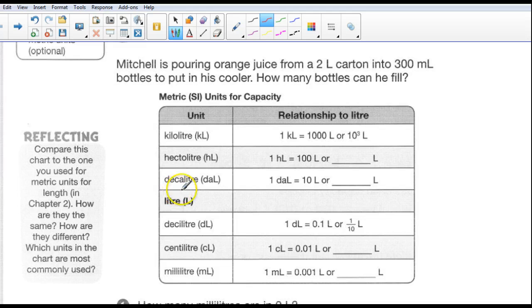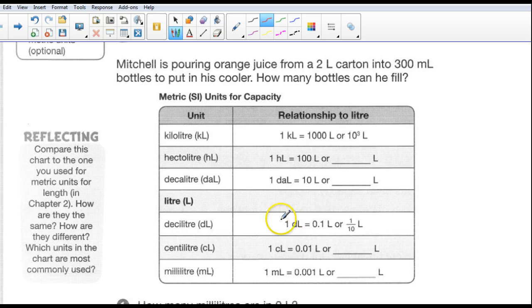And then, just like the metric system, if we take 1 liter, multiply it by 10, we get a decaliter. So 1 decaliter is 10 liters. Hectoliter is 100 liters, and a kiloliter is 1,000 liters. Now, you haven't really heard of these units of capacity very often because they're not often used.